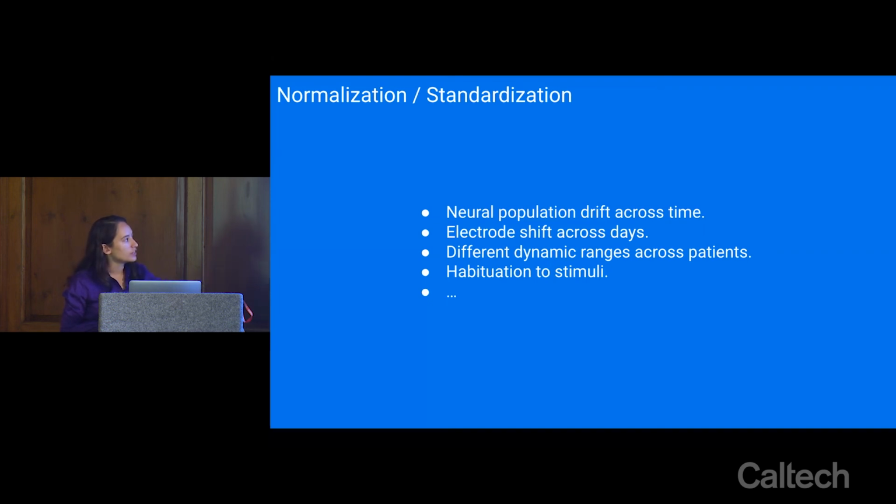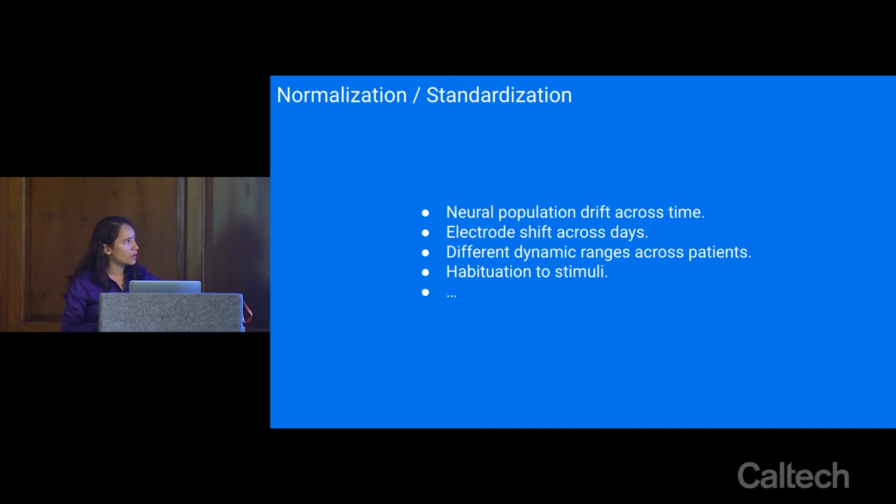Another, which Man Chuang got to, is different dynamic ranges across patients. Like my brain is very different than Brady's brain, which is very different than Matt's brain. It's all very different. But you're going to have to account for that, especially if you want to model all patients together, and we'll get to this a little bit in the model engineering lecture.